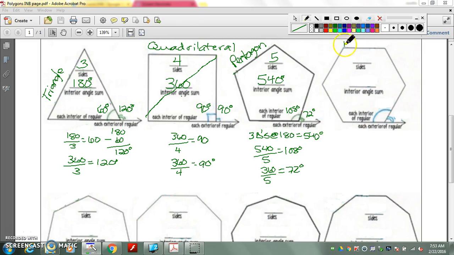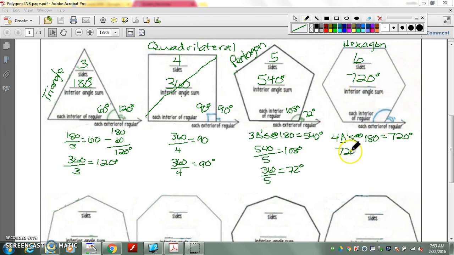Okay, here we have a hexagon. That's a 6-sided figure. Okay, if I were to connect the vertices, I would create 4 different triangles. So that's 4 triangles at 180 degrees. And that's going to equal 720 degrees total. So a hexagon has 720 degrees.